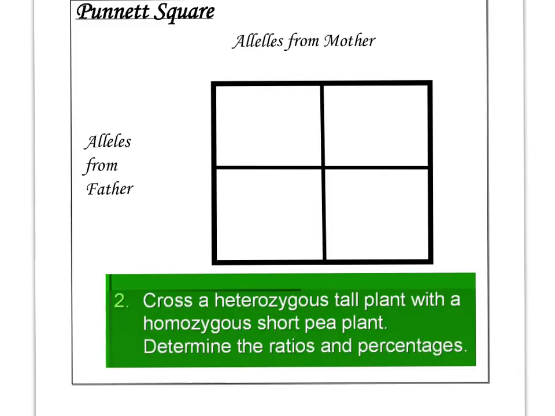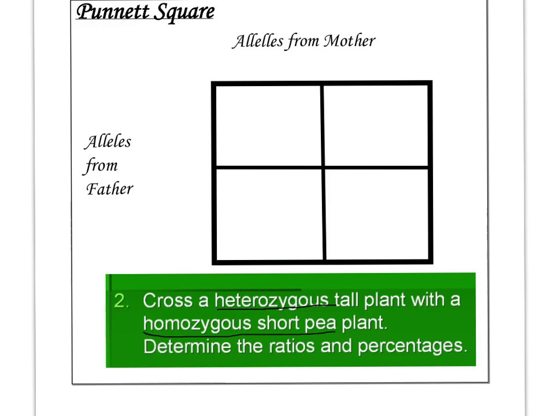Taking a look at our last practice problem, we are crossing a heterozygous tall plant with a homozygous short plant. So I like to underline my story problem. I think it's good to write on your story problems to identify what you're looking for. But again, heterozygous, that one's easy. That means they have 2 different alleles.